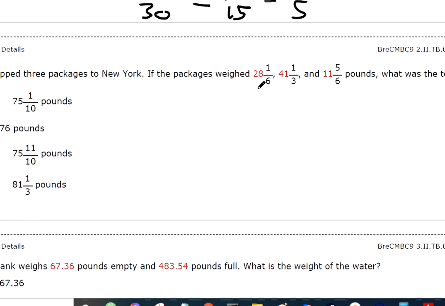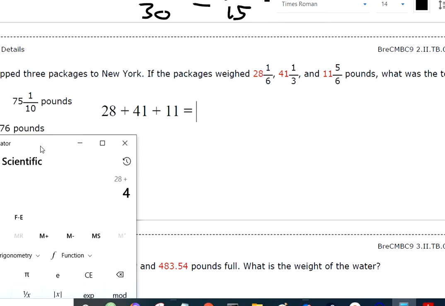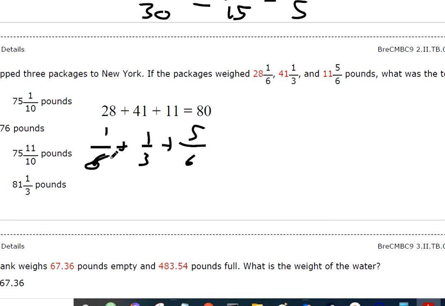But you're basically supposed to add these 3 weights. So if I add the whole parts of the mixed numbers, I got 80 pounds. And now if you add the fractions, it's 1/6 plus 1/3 plus 5/6. We need common denominators, so the only thing that's missing a common denominator is this one here. I'll multiply the top and the bottom of this fraction by 2.